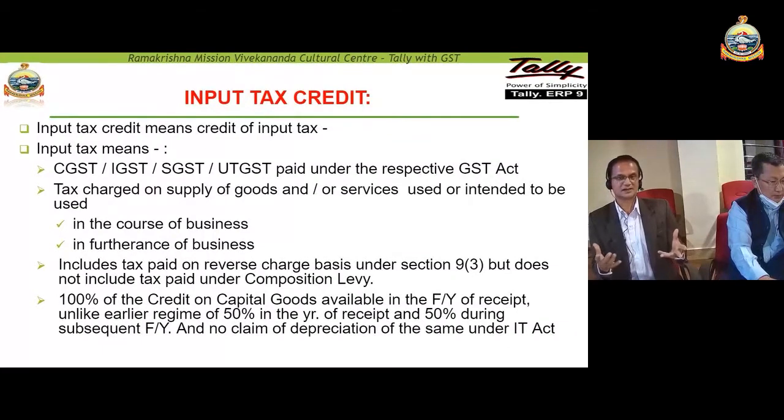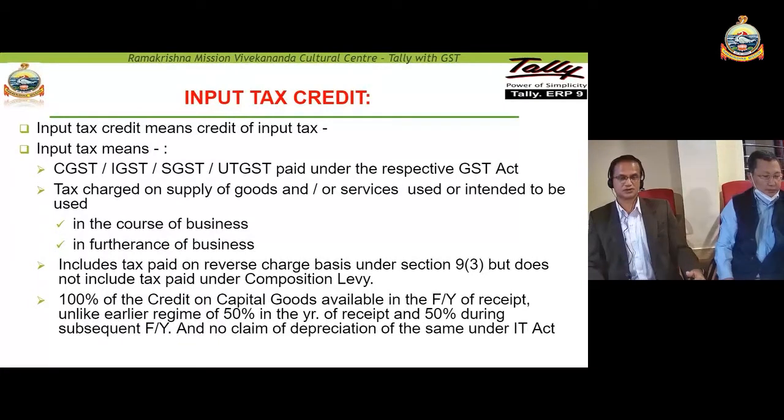Capital goods are plants and machineries. Even a computer may become a capital good. There are so many factories nowadays using a mechanized system, and without a computer it cannot run. So this computer becomes absolutely capital goods. Supposing somebody is issuing invoices from this computer, then it becomes a capital good.